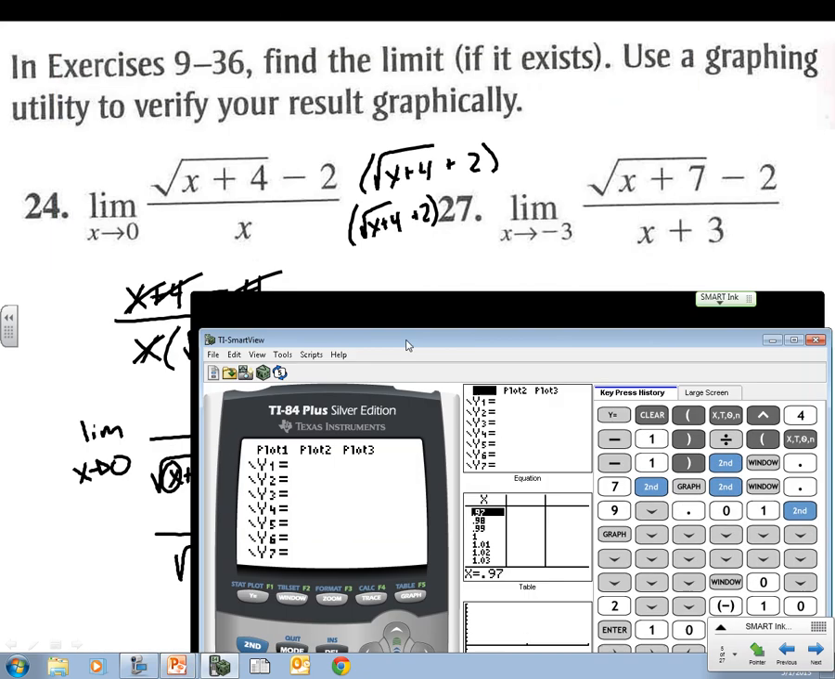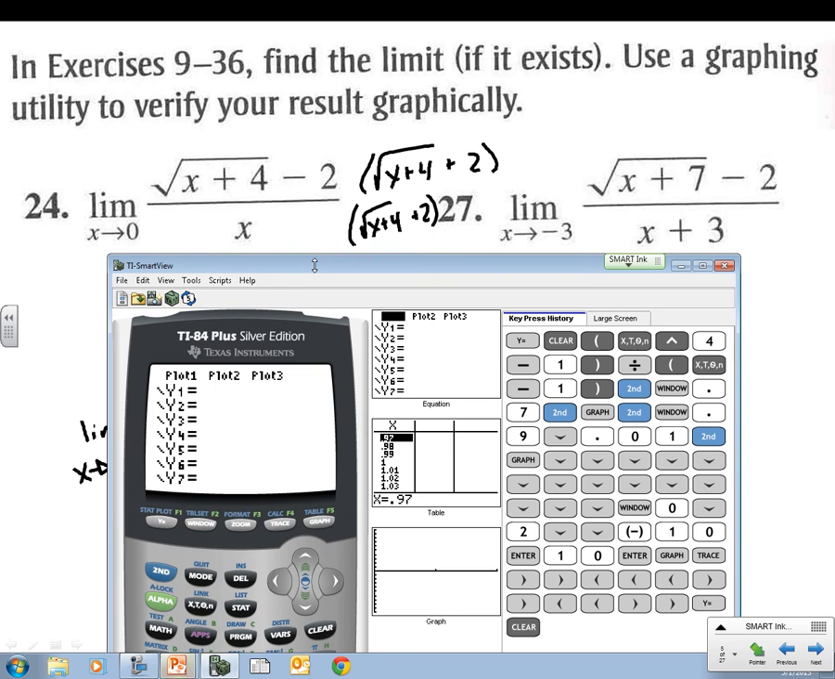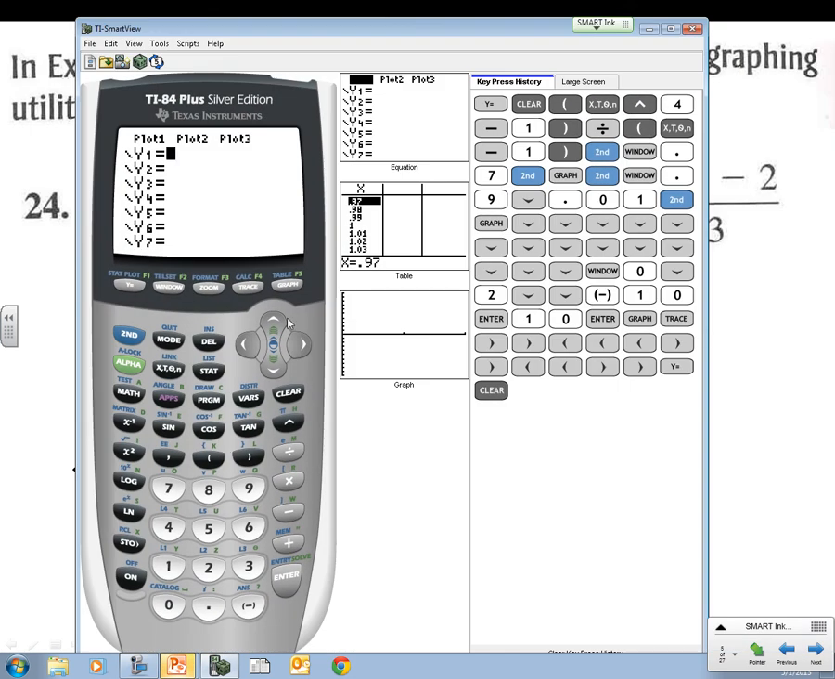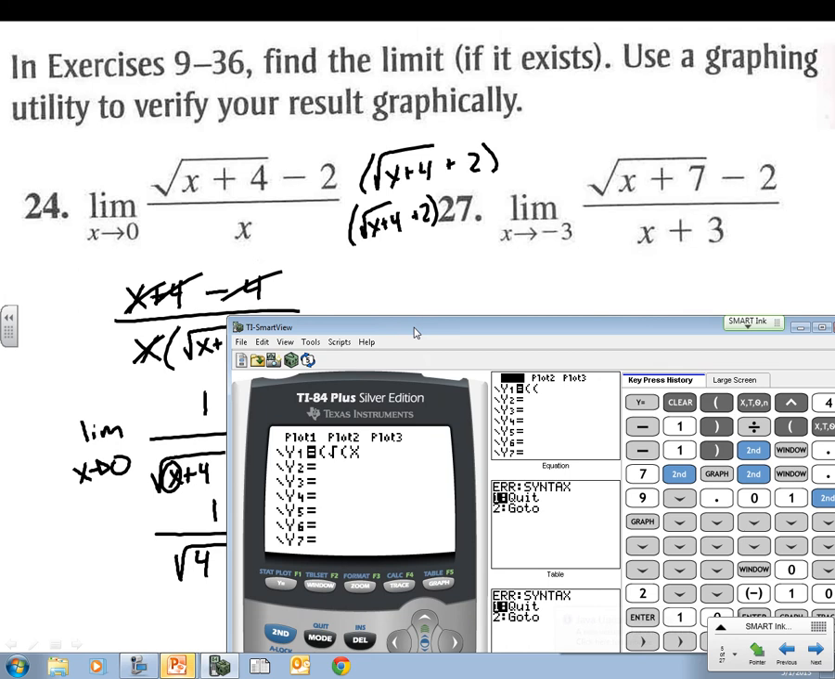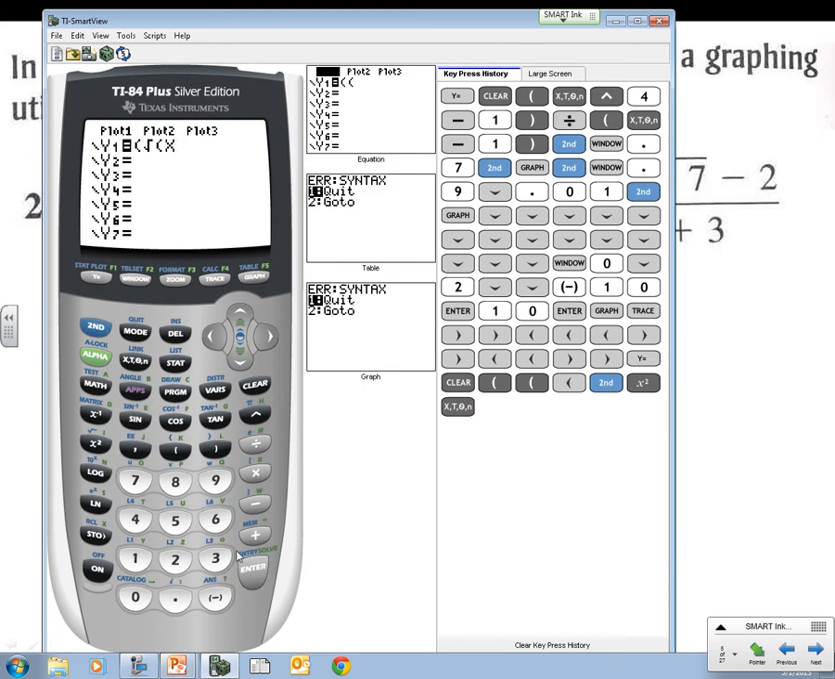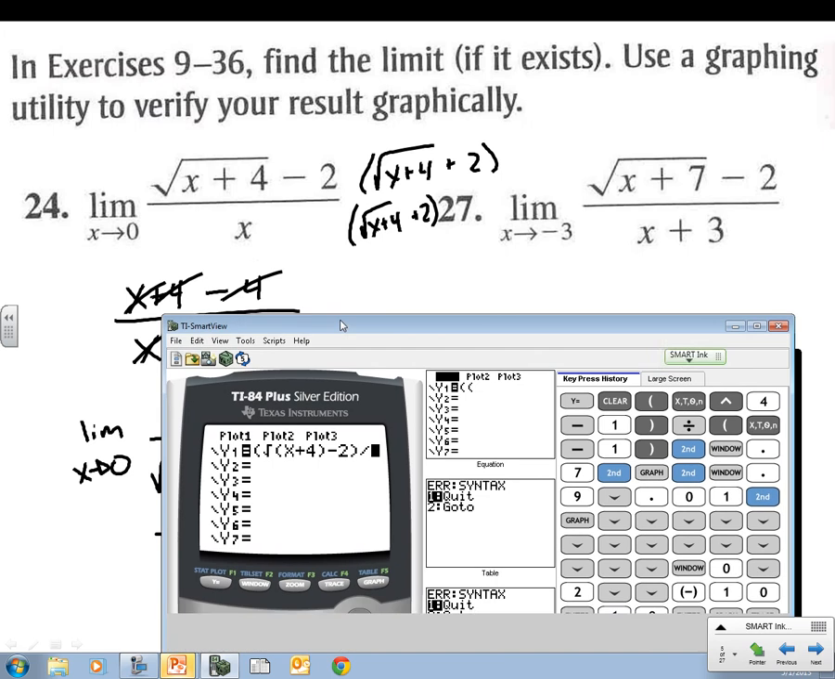Alright, let's be careful with our parentheses here. Square root of x plus 4. I'm going to go double parentheses. Sorry, the square root comes with a parenthesis, but there's my second one. So x, I'm sorry, was it plus? Yeah, plus 4. Close it. Minus 2, and then let's close our parentheses so the entire numerator is wrapped up in parentheses, and then we'll divide by x on the bottom.